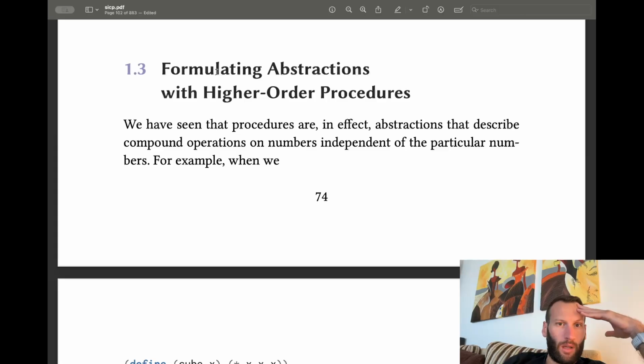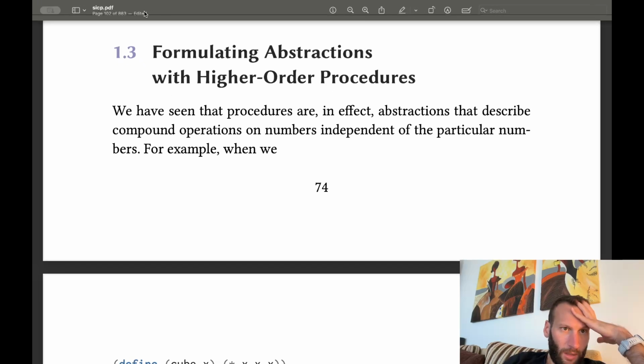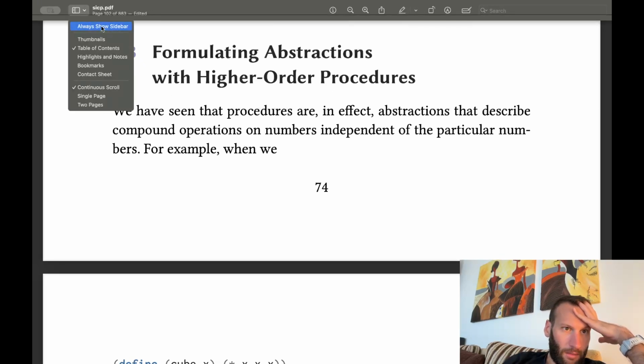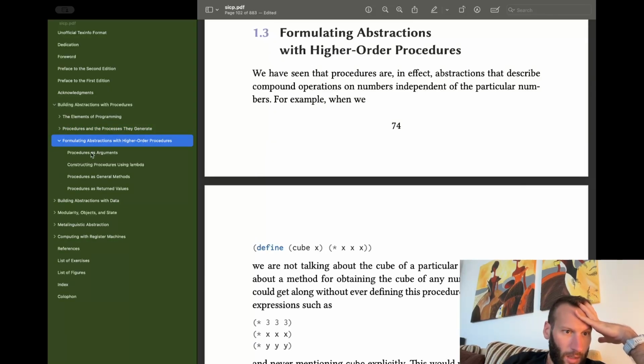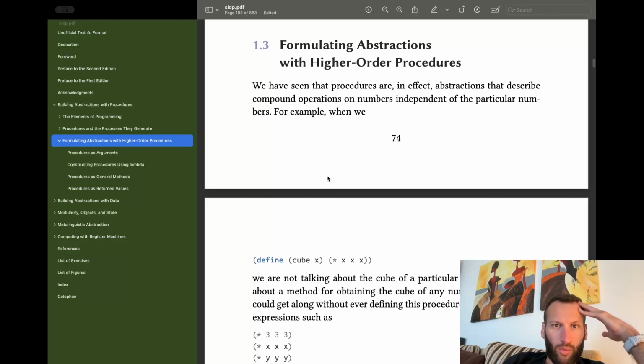We are left with this 1.3 paragraph, formulating abstractions with high order procedures. Let me check. Okay, we are here. We have four more sub paragraphs and, okay, I will stop here, and in the next video I will go through these formulating abstractions with high order procedures.